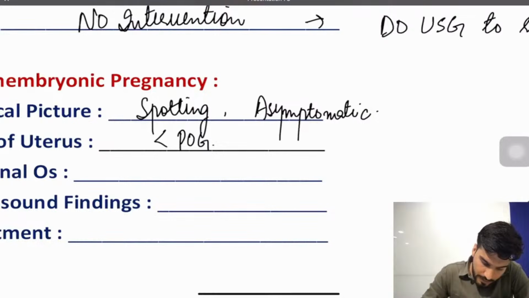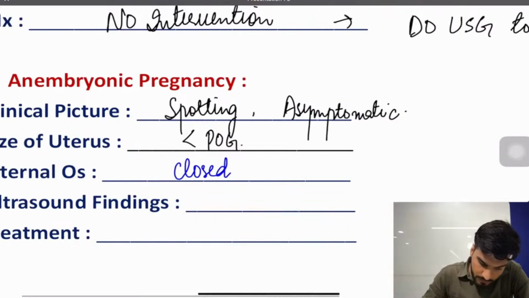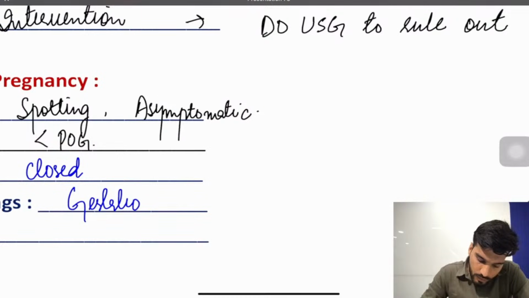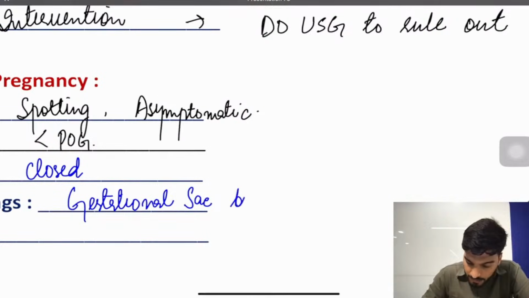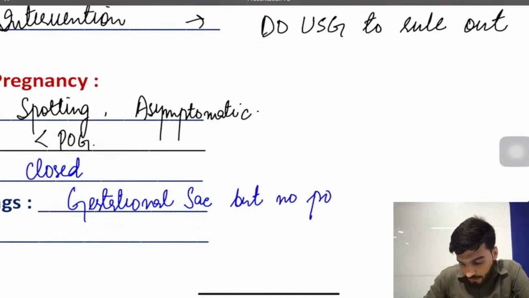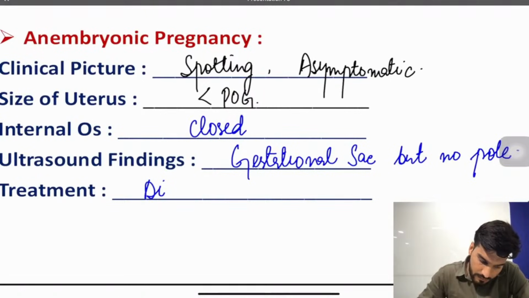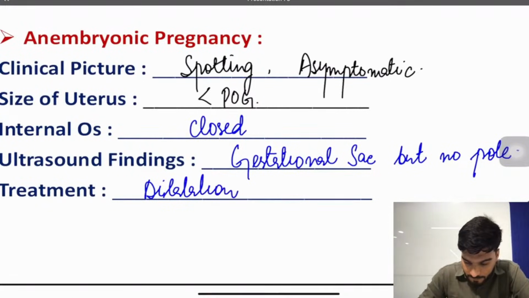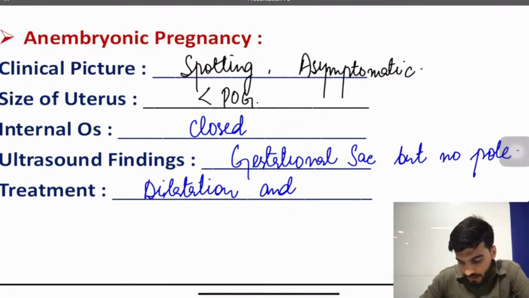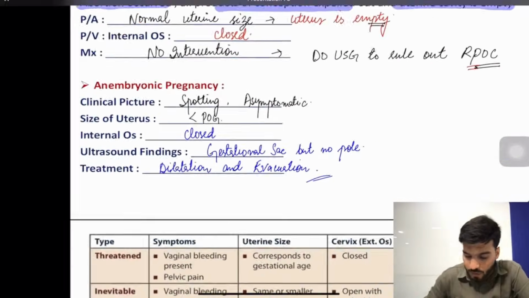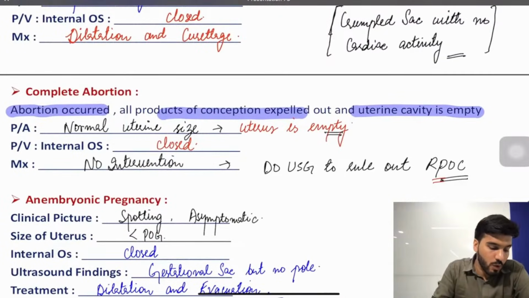The internal os will be closed. On the USG, there is a gestational sac, but no fetal pole. The treatment is dilatation and evacuation. We also use medical methods as well, drugs. Is that clear? So that is all about the abortion. Is that clear?